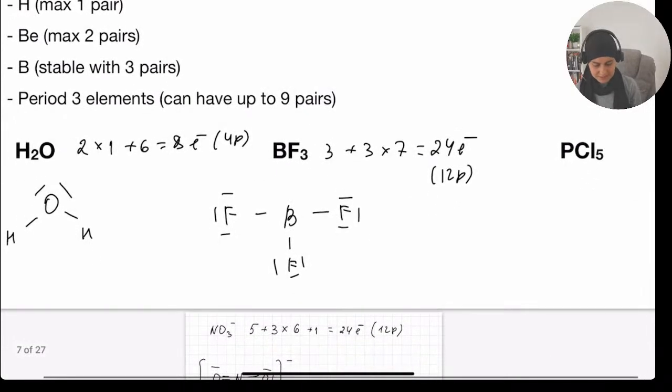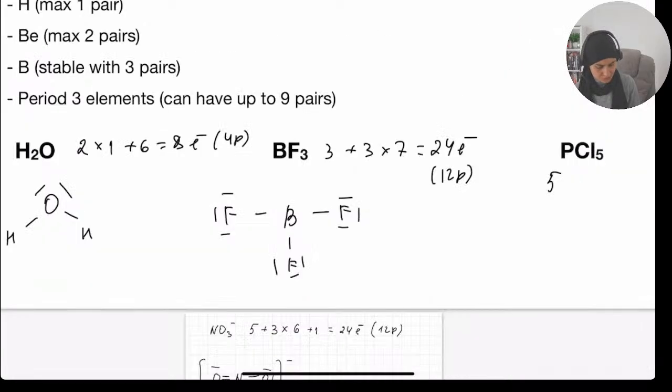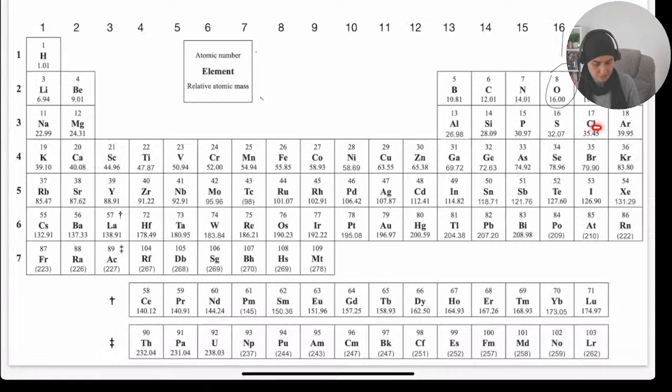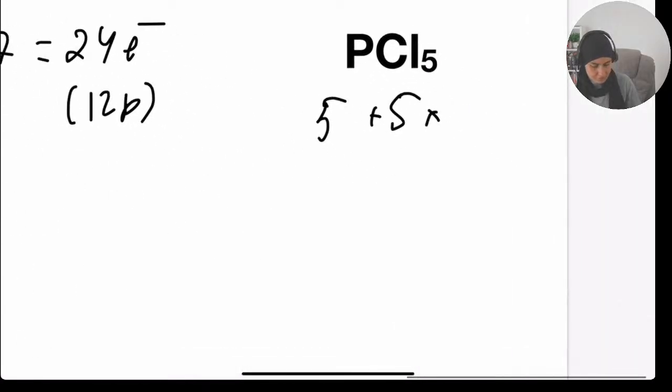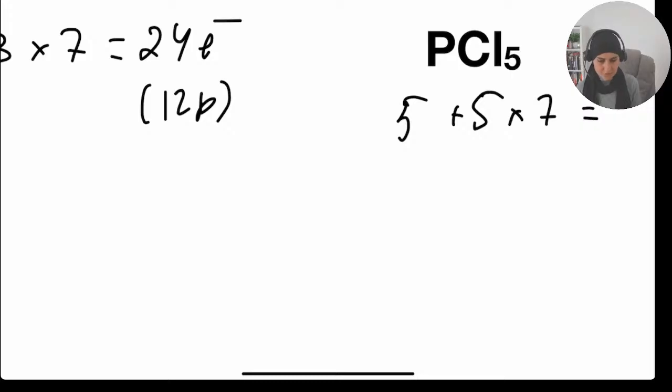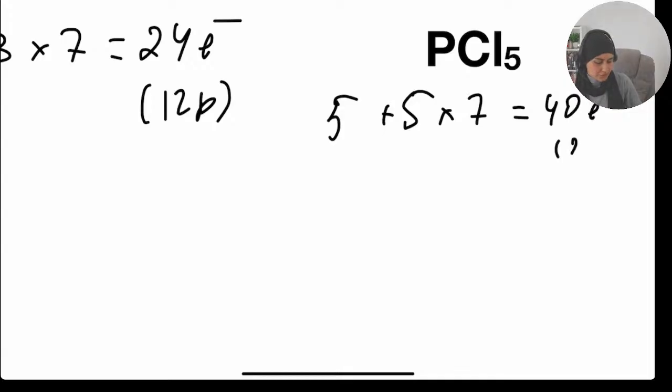And last one, let's do PCl5. Okay, phosphorus. We already saw it. It has 5. Oh no, that's my marking, which I'm not supposed to show you. Okay, so that's 5 valence electrons for phosphorus. Chlorine has 7 because it's in group 17. So 5 plus 5 times 7. Who does mental math well? 5 plus 35, that is 40. 40 electrons or 20 pairs.